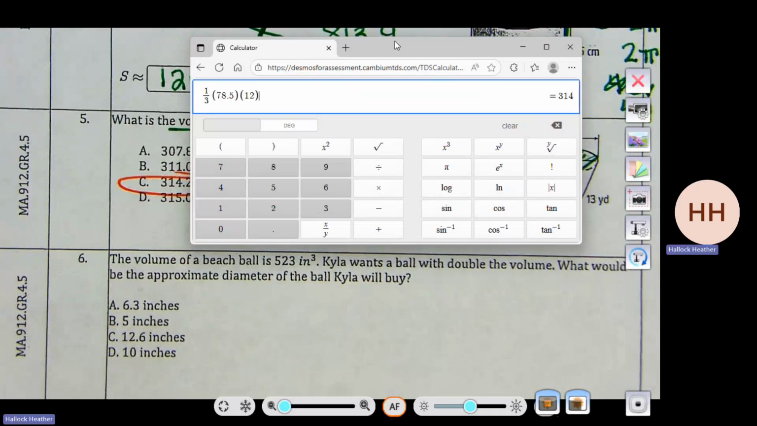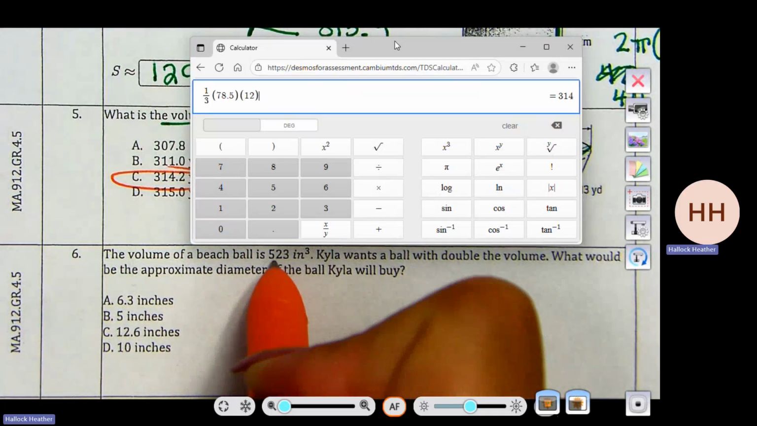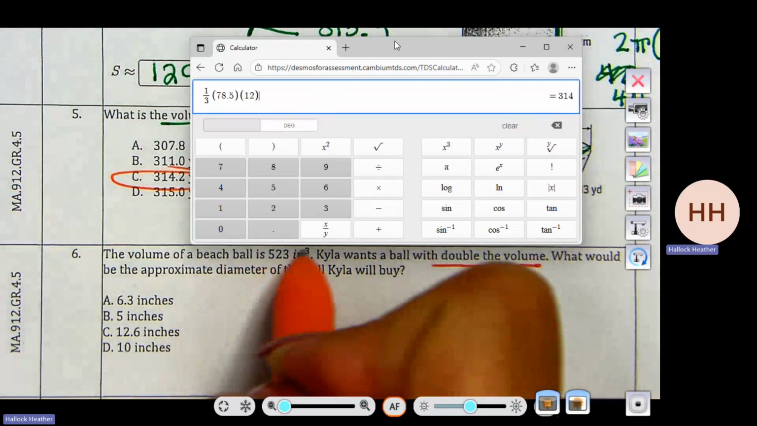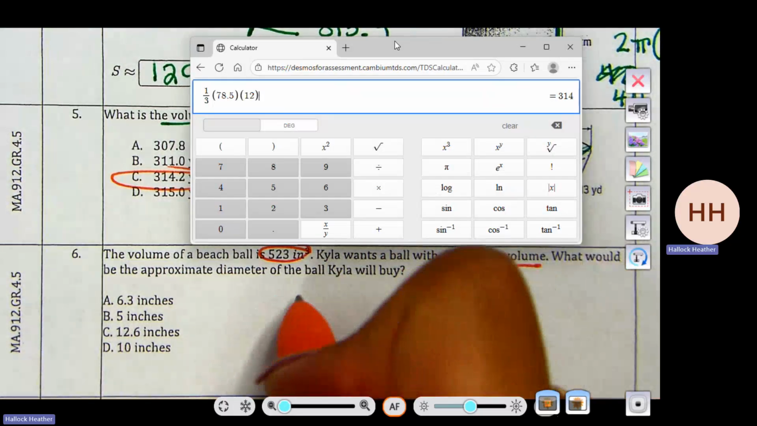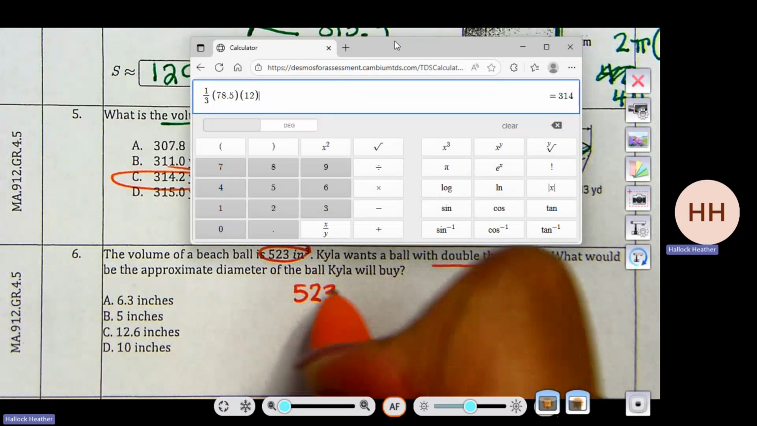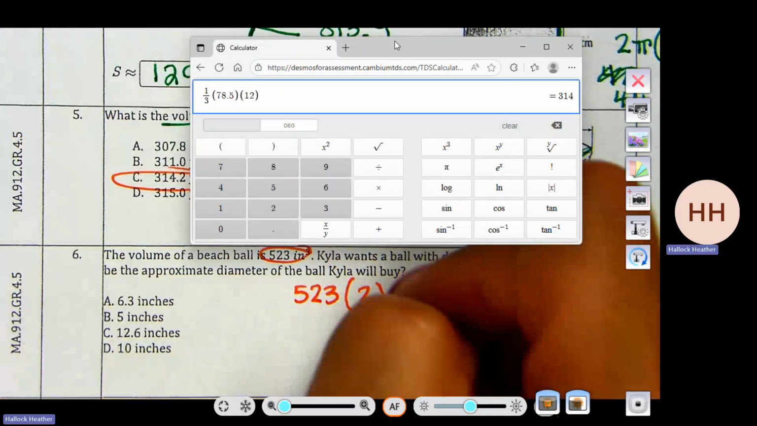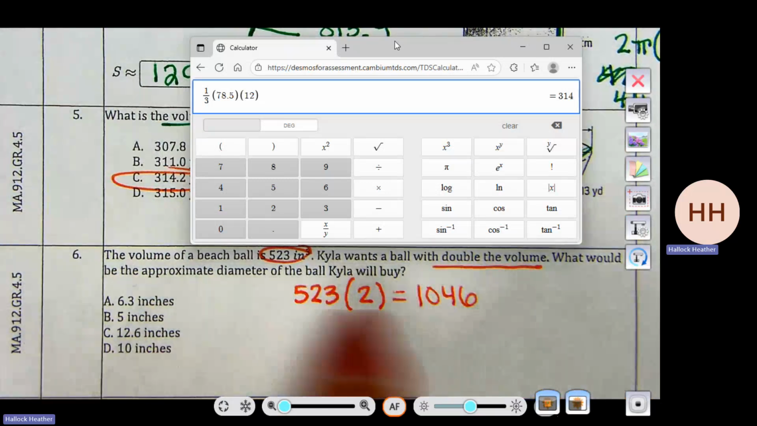The next one says the volume of a beach ball is 523. Kayla wants a ball with double the volume, so we're going to double this, and then figure out which diameter would work. So we take 523 and multiply by 2 because it's doubling, which is 1046. Now I need to figure out which diameter is going to make this amount.